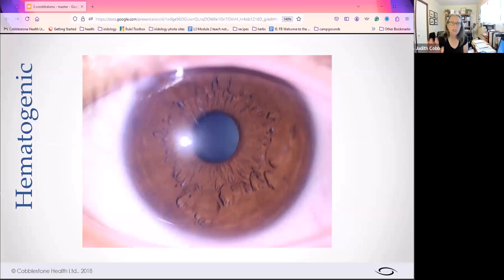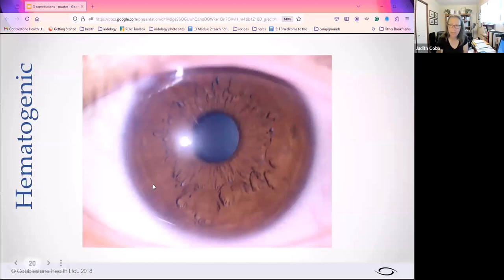Do you know someone who has hematogenic eyes? And if you do, can you think of their symptoms and how their symptoms could be liver or blood related? That's how we need to think when we're doing iridology. It's not just about the eye. It's about linking what we see in the eye to what we know and to what we don't know about the person.